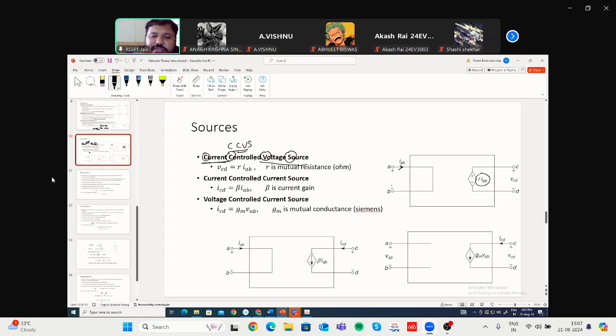Again, a diamond like shape and there is an arrow, so definitely it will be a current source. Now you have to look beside it: beta of IAB, that is dependent on current. So it is a current controlled current source. Similarly, this current source is dependent on VAB, so it is a voltage controlled current source. Okay. Is it clear?